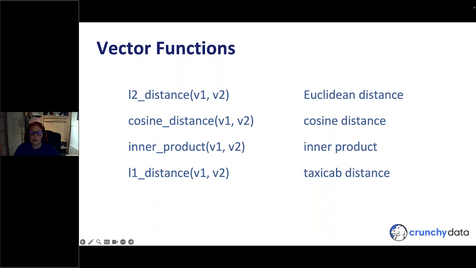So those were the vector operators, and each of those has an equivalent function. So you've got the L2 for Euclidean distance, the one for cosine distance, inner product, and then the L1 distance for the taxicab or Manhattan distance.